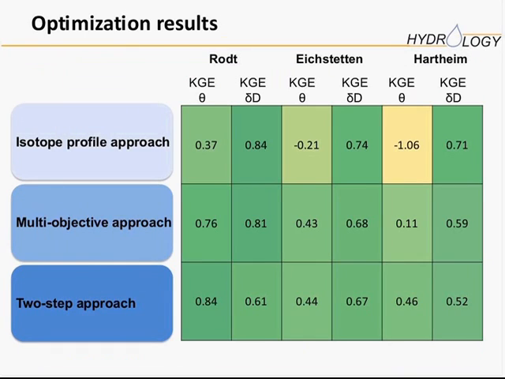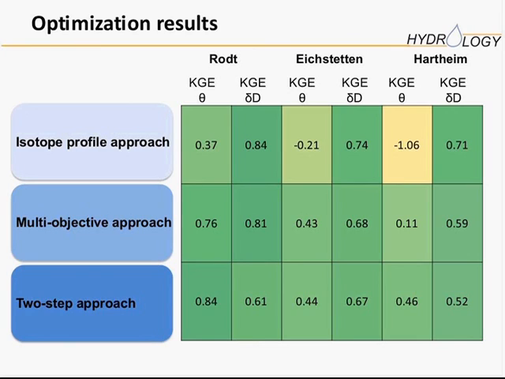So here's a table summarizing all the Kling-Gupta efficiencies for the 3 different approaches and for the 3 different locations, one for the deuterium and one for the soil moisture information. For some approaches and some sites, the Kling-Gupta efficiency is relatively similar, but you can also see that if you only use the isotope profile approach, you may have some issues predicting the water dynamics in the soil due to the focus on a certain soil physical parameterization.